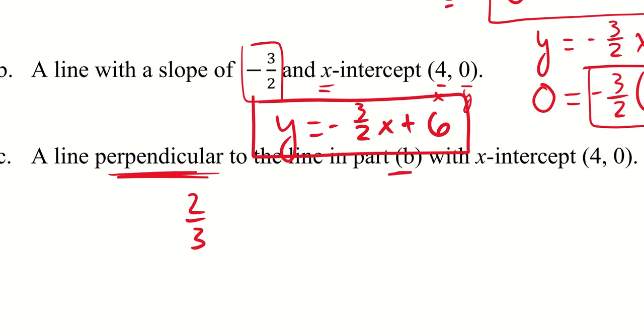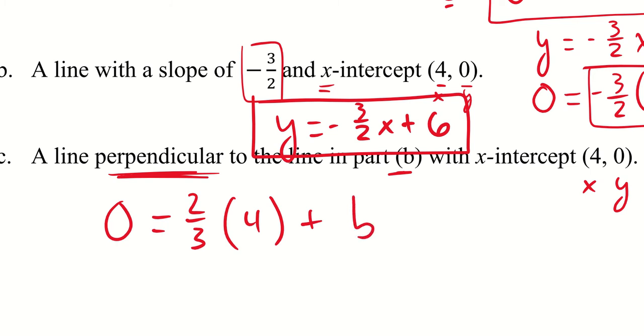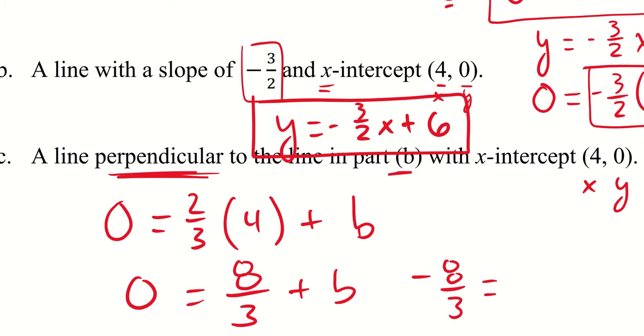So that's the first thing. It has to be perpendicular. The other thing is I'm going to use this x and this y to figure out the y-intercept. So the y value is 0, and the x value is the number 4. And I'm going to have my plus b. So if I do that, 2 times 4 is 8/3 plus b is 0. And if I take away 8/3 from both sides, I get negative 8/3 is what b is.